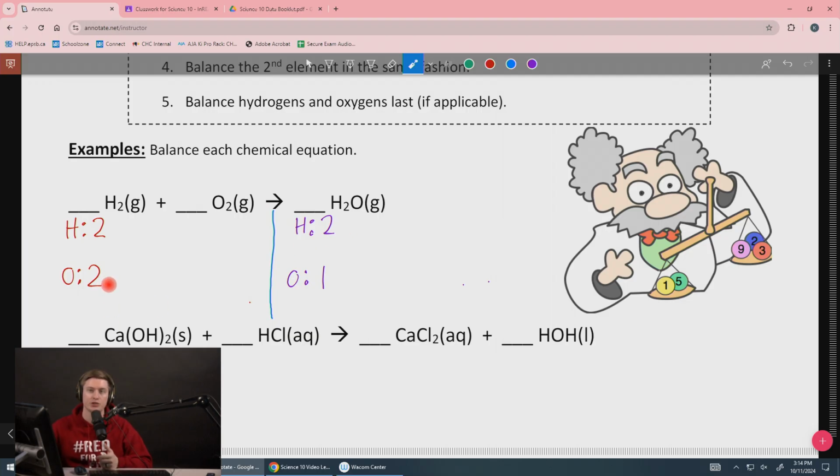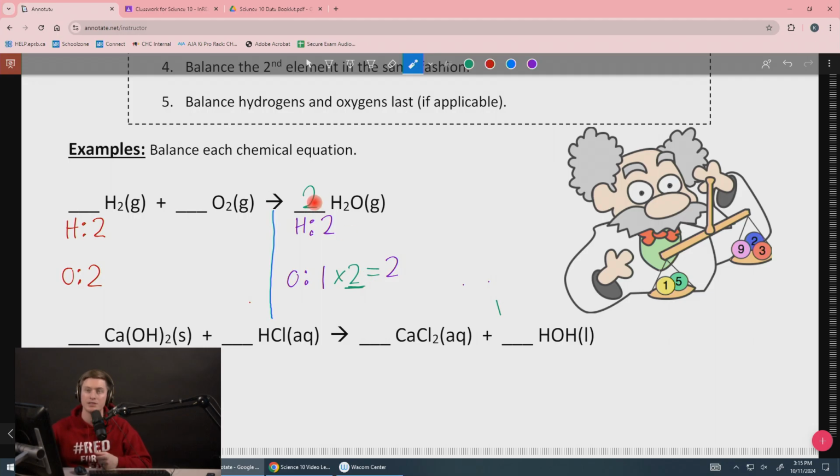If I go down, I've got 2 oxygens here. I only have 1 oxygen on the product side. Well, I'm going to have to multiply this oxygen by some number to get to 2. So I'm going to multiply my 1 oxygen by 2, and now I have 2 oxygen. However, I can't just put this number here and then act like I've done something. I need to put it as a coefficient. This 2 is my coefficient. That means I have 2 oxygens. That's where they came from.